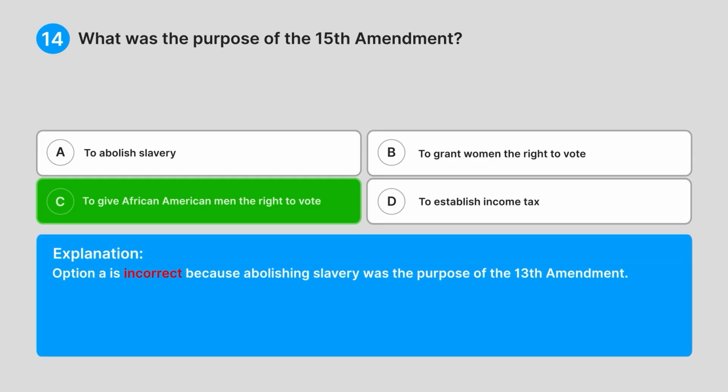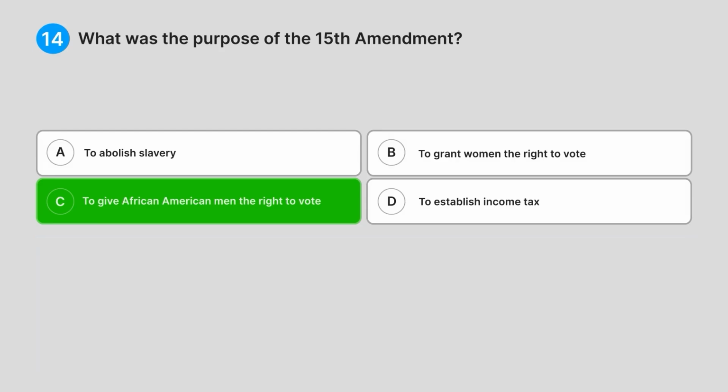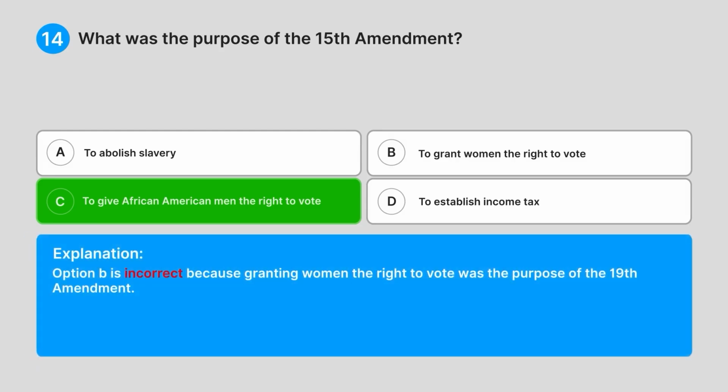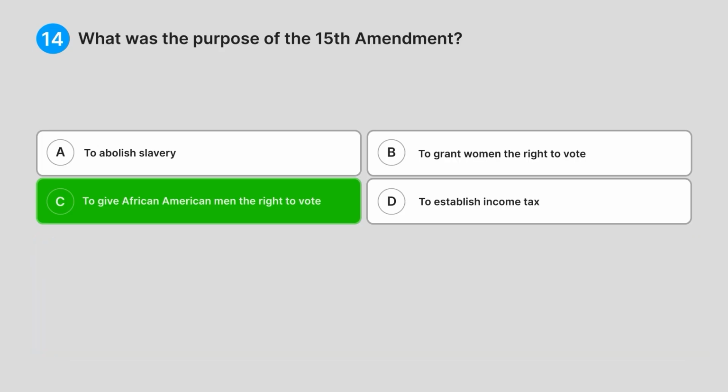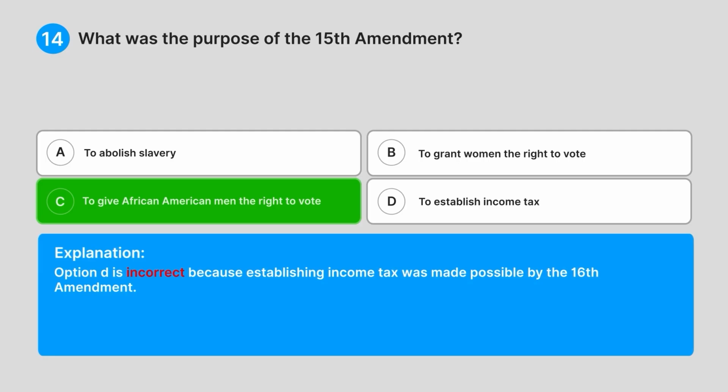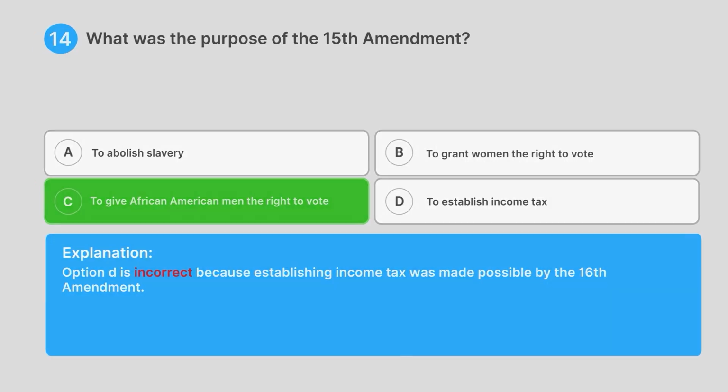Option A is incorrect because abolishing slavery was the purpose of the 13th Amendment. Option B is incorrect because granting women the right to vote was the purpose of the 19th Amendment. Option D is incorrect because establishing income tax was made possible by the 16th Amendment.